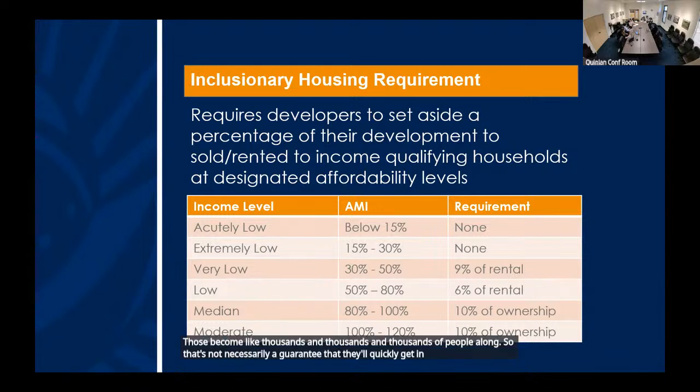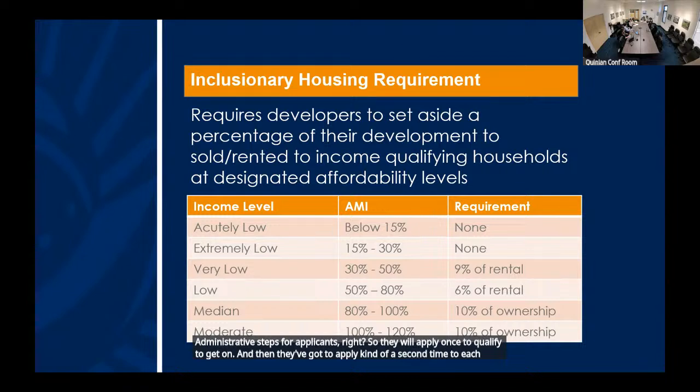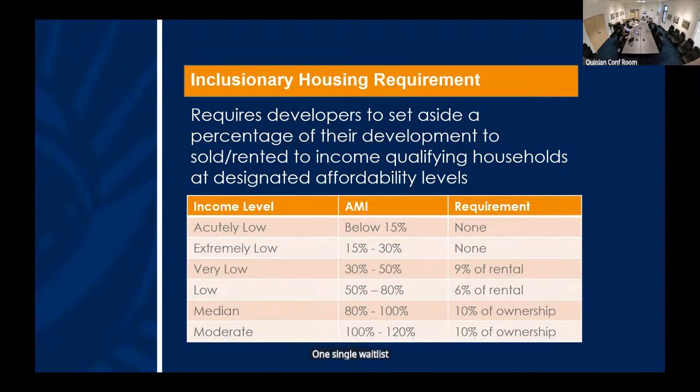Number one. And then the structural difference in a year-round system actually does add administrative steps for applicants, right? They'll apply once to qualify to get on, and then they've got to apply a second time to each individual property as a unit comes available, as opposed to having one single waitlist that we can maintain for a year.